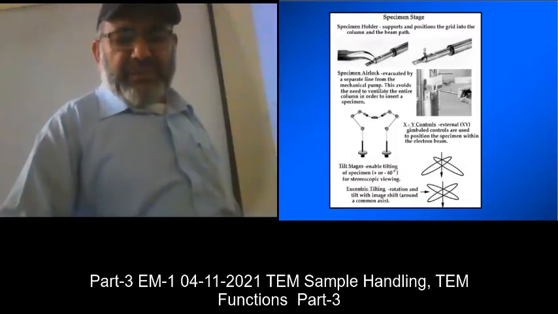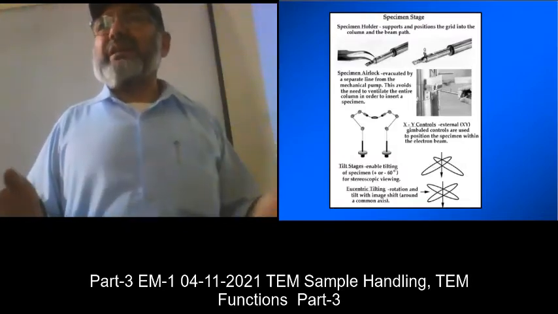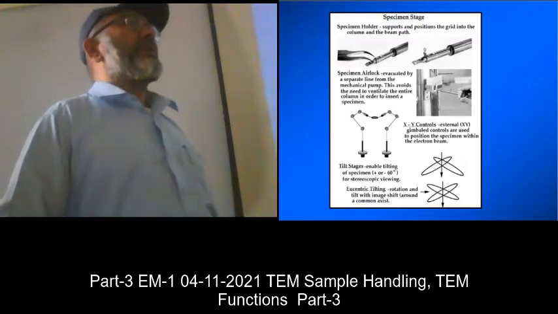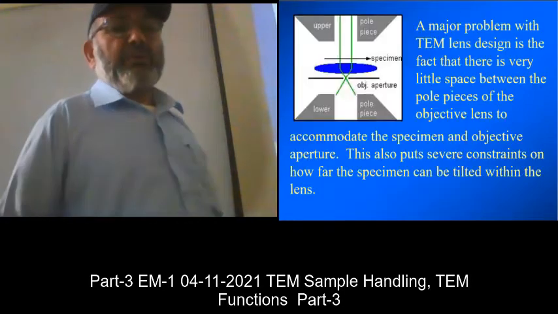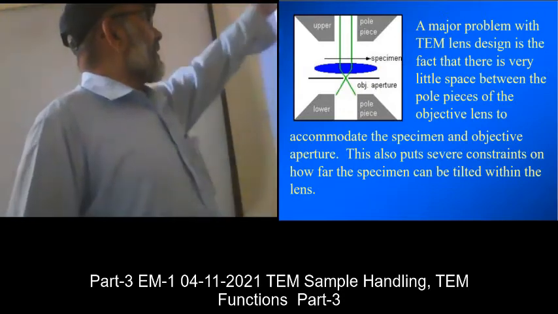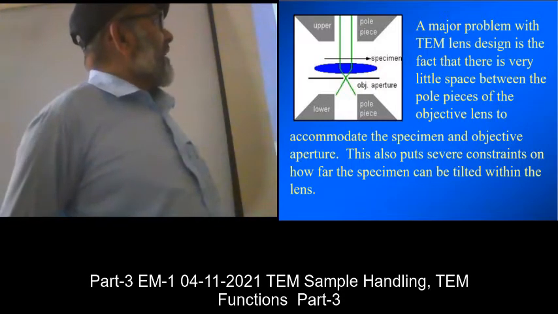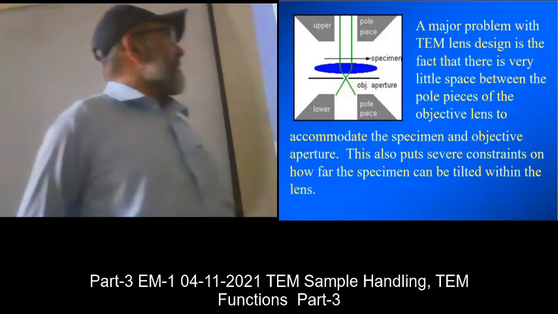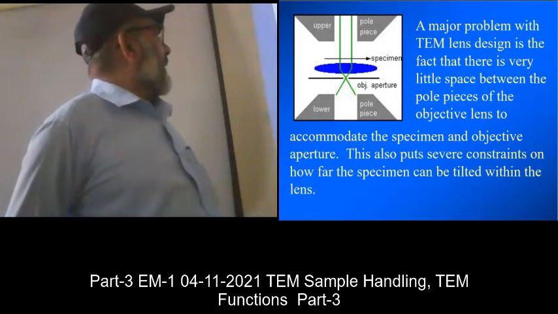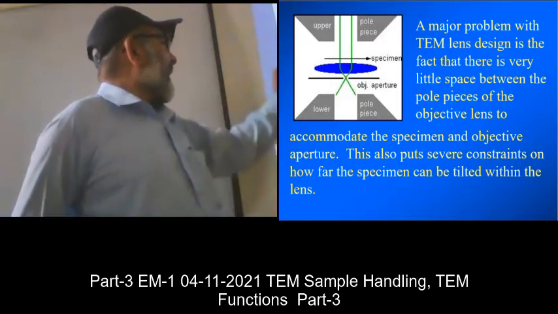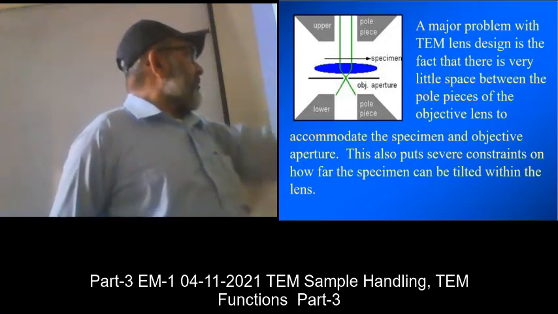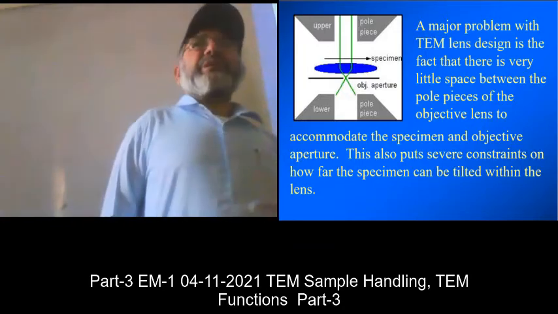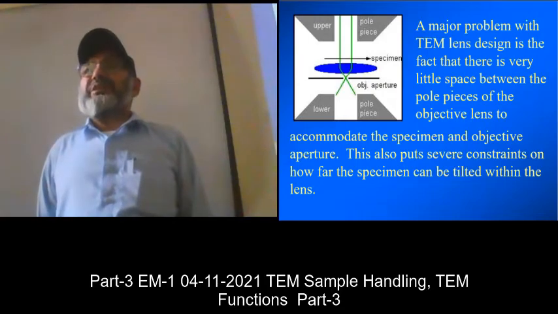There is another feature, because with time people are learning, and the sample position in the microscope, the sample space in the microscope was a very difficult situation. A major problem with TEM lens design is the fact that there is very little space between the pole pieces of the objective lens to accommodate the specimen and objective aperture. This also puts severe constraints on how far the specimen can be tilted within the machine.